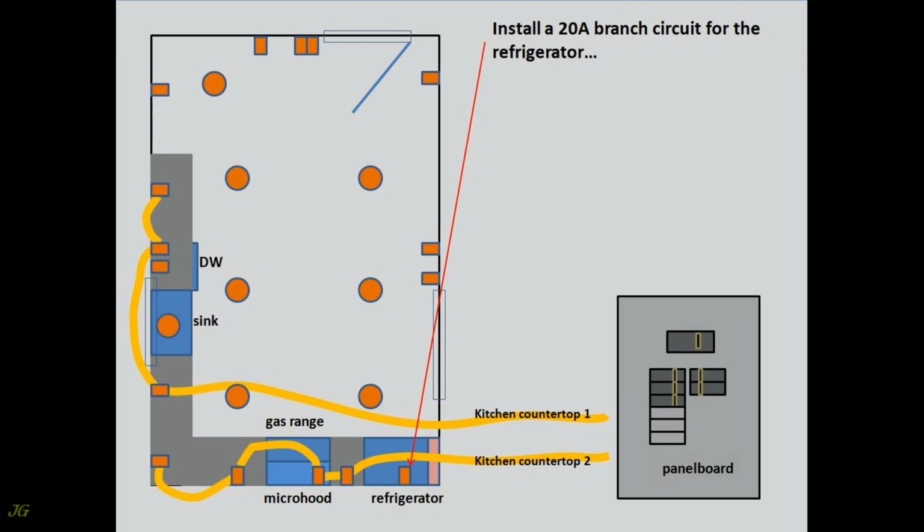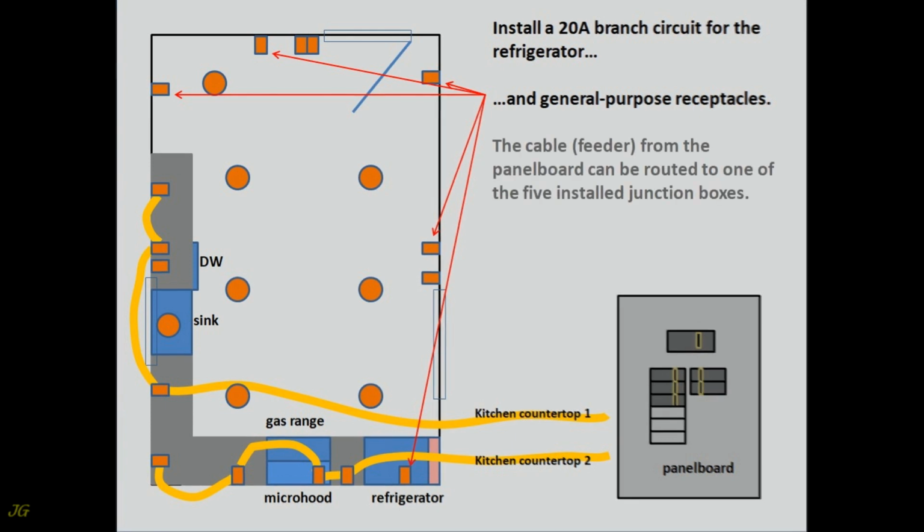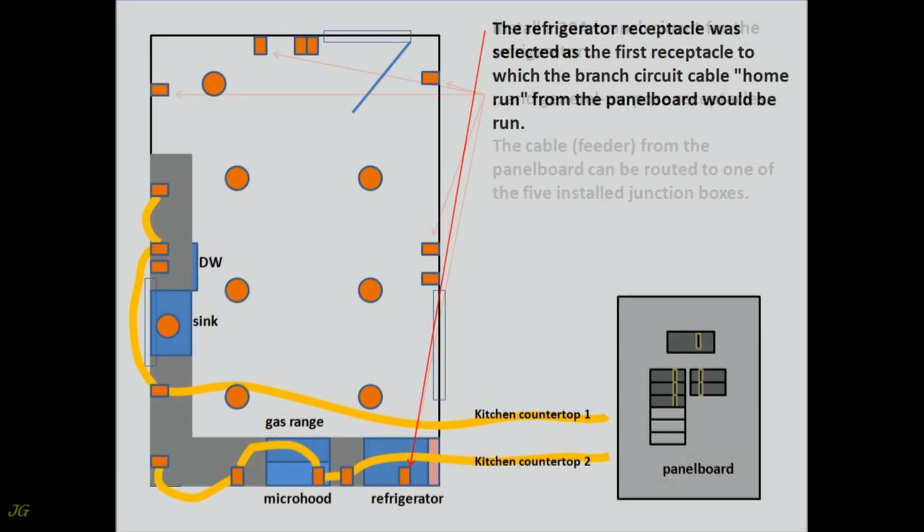Install a 20 amps branch circuit for the refrigerator and general purpose receptacle. The cable feeder from the panel board can be routed to one of the 5 installed junction boxes. The refrigerator receptacle was selected as the first receptacle to which the branch circuit cable, home run, from the panel board would be run.